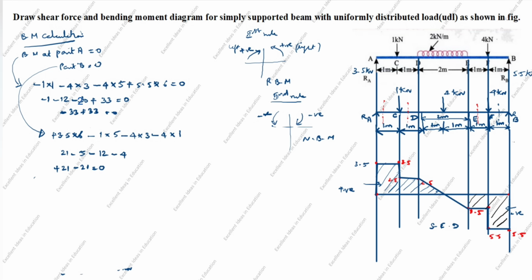Next, we will calculate the bending moment at point C. So this point we will calculate now. From here to here is the left side, and this side is the right side. Now we will calculate the left side. You see the RA arrow goes up. Left side, arrow goes up is plus 3.5 into perpendicular distance 1, equal to 3.5 kilonewton meter.